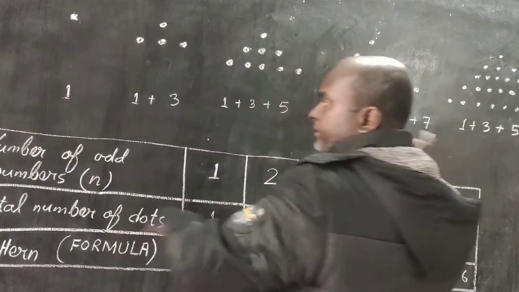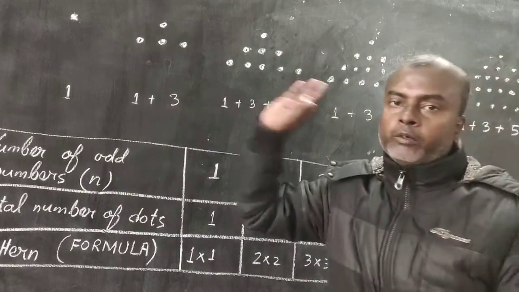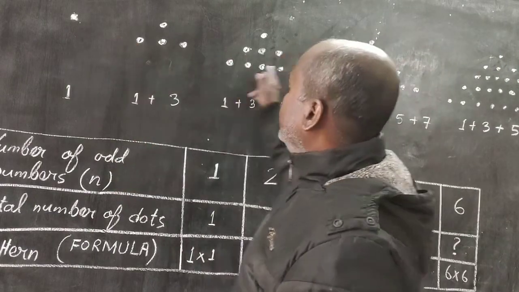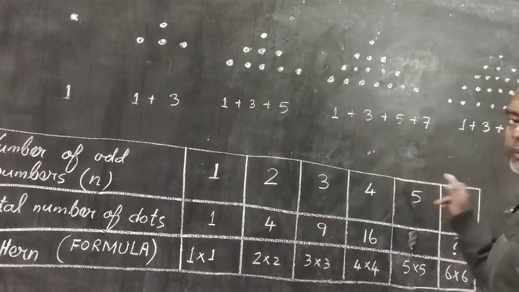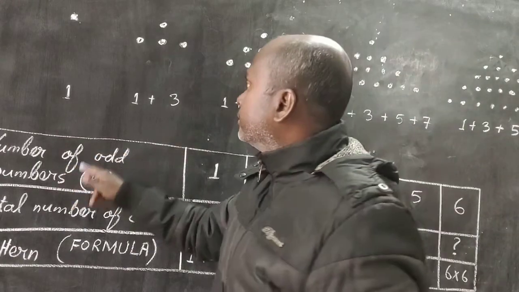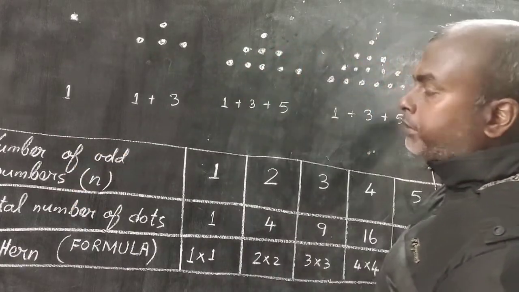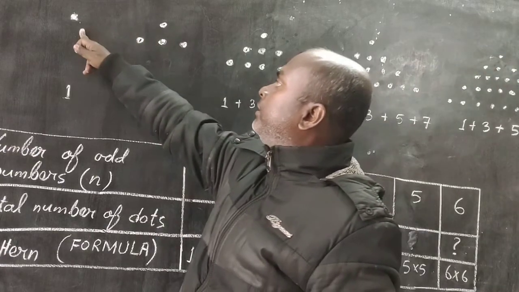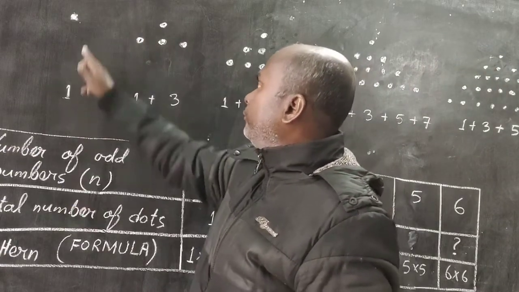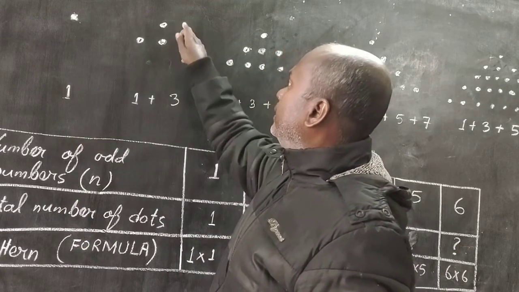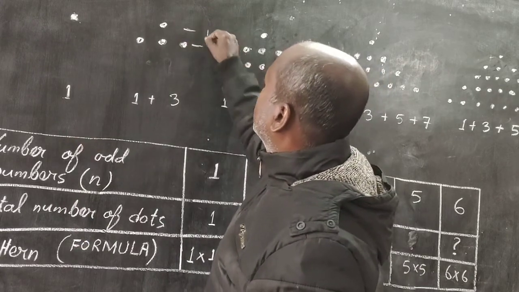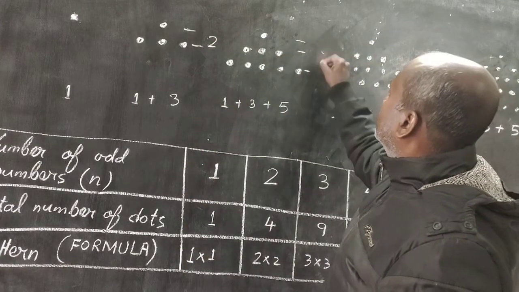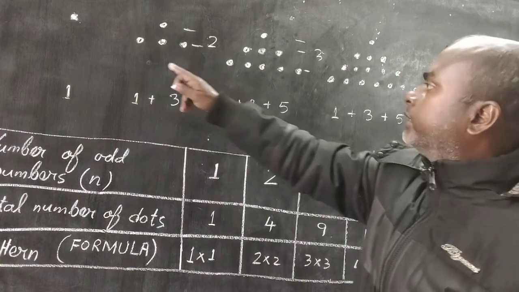Let us now analyze these dots in the form of a table. You can see over here how many cases there are, which I have written on top: the number of odd numbers. Here these are all odd numbers. That many cases, that many odd numbers. In the first one, the number of odd numbers is 1. Then 2. Then 3. So that's what I have written.